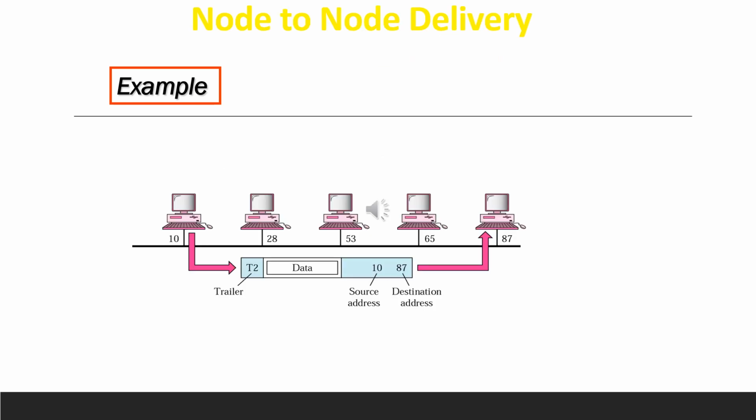Now as I said, here we have the data along with 10 and 87, which are the physical addresses of the sender and receiver, and at the trailer we have the bits which are required for error detection and correction.